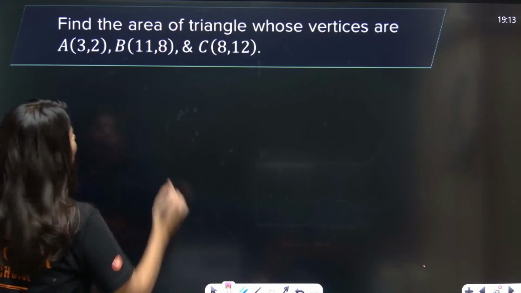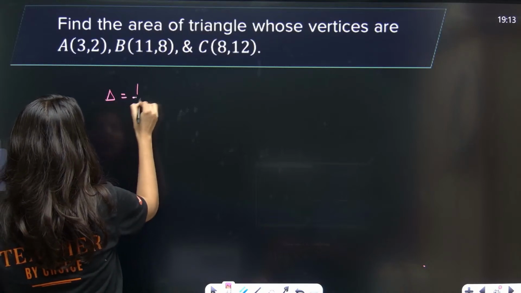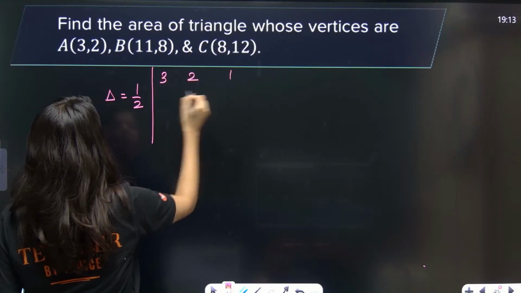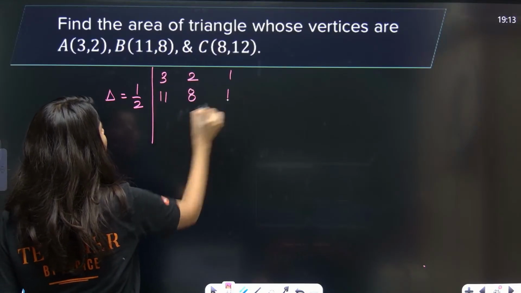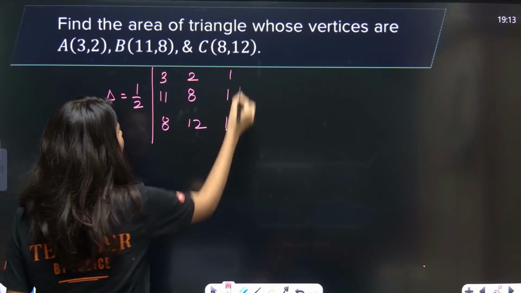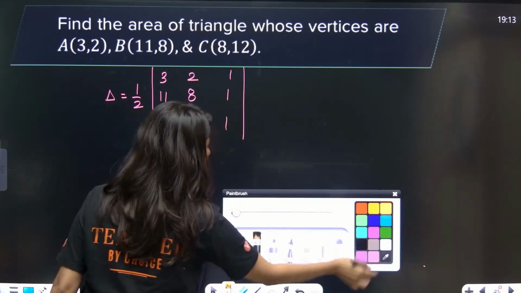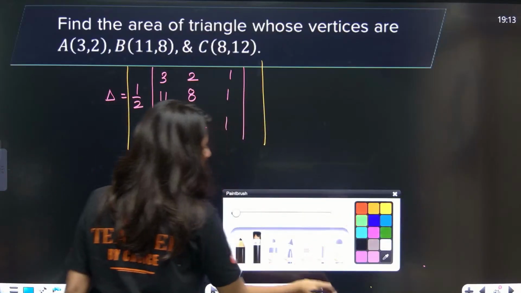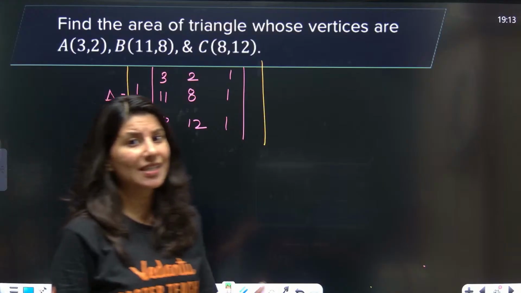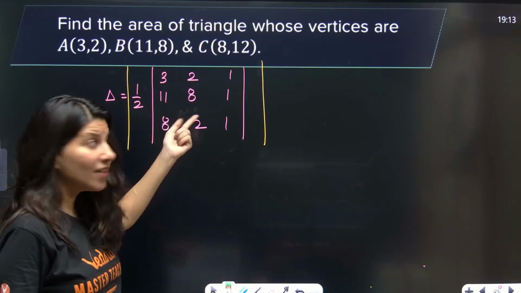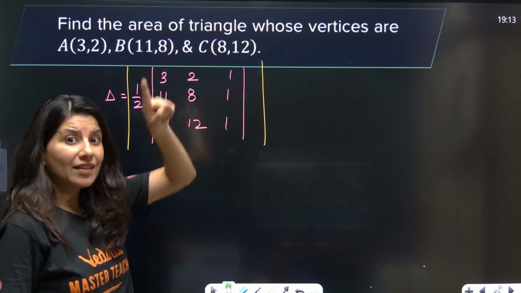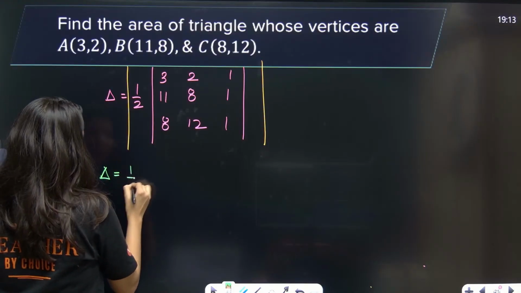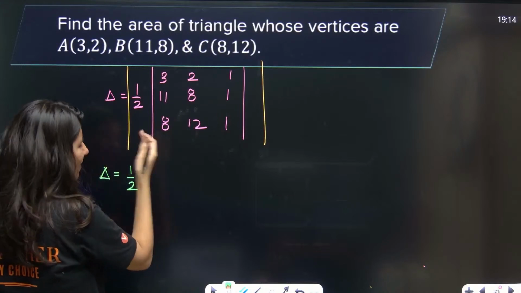Direct. I think we should do area is equals to half, determinant 3, 2, 1, 11, 8, 1, 8, 12, 1. Okay. And don't forget modulus. Right now, I think the modulus is not that important, but you know what? When the question becomes twisted, especially when the area is given and the coordinate is missing, then you will know the importance of modulus, okay? So, area is equals to half. Now, just open it. I feel we can open it, okay?